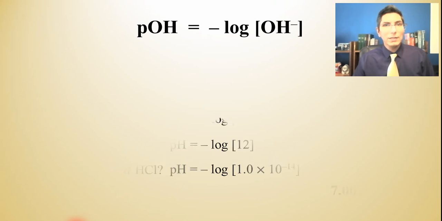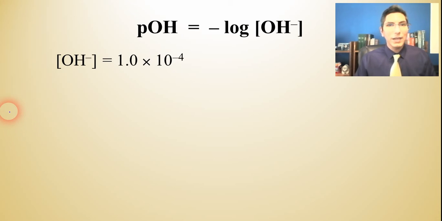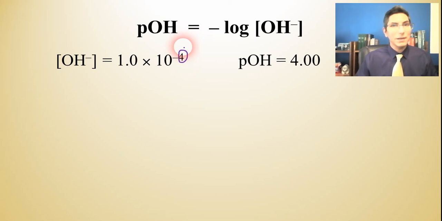Now, let's take another scale here before we finish up the video. And this is the pOH scale. Now, pOH is the negative log of hydroxide. Hopefully that makes sense. If pH is the negative log of H+, then pOH would be the negative log of OH-, wouldn't it? So that means that if the hydroxide ion concentration is this, then the pOH would just be the negative log of that, or basically 4, wouldn't it, as we can see.